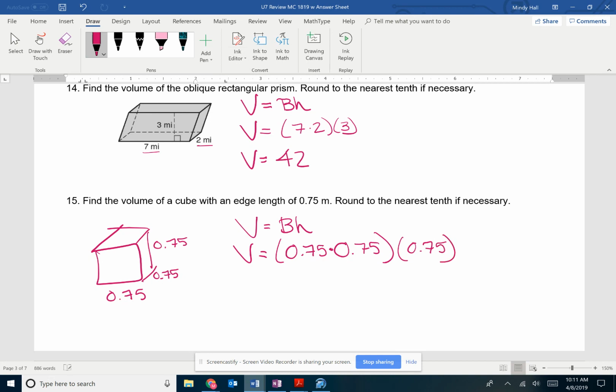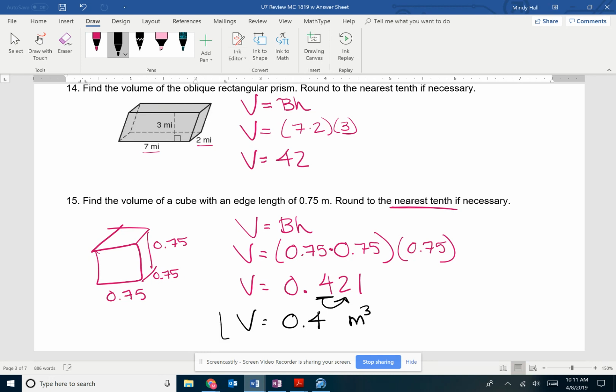Now you could also just put this as 0.75 cubed. But then when you do that, you get that your volume is 0.421. And again, we wanted nearest tenth. That is going to matter on the test. So remember, tenth is the first decimal place. Look to the next of it, or next to it. Since that's a 2, we're going to keep that 0.4. So my final volume is going to be 0.4 meters cubed for this shape. And it does not matter if you put 0.4 or .4, it'll still be fine.